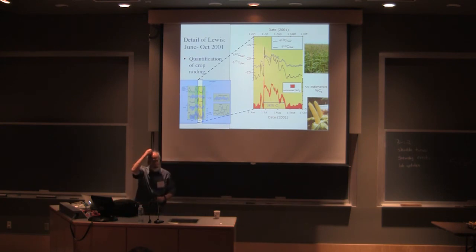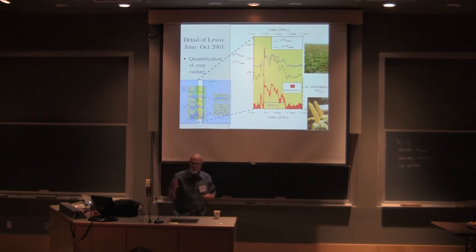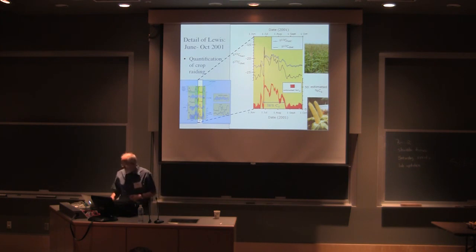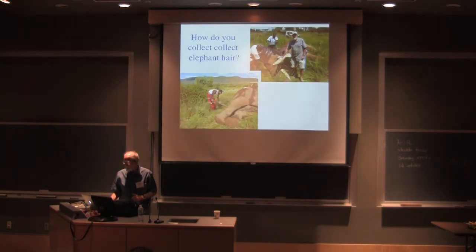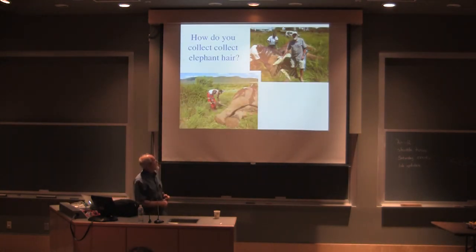Another possibility might have been you might have been able to get dung from these animals, but it's really hard. These guys are moving a lot, and you wouldn't necessarily know which animal. And there's only a few animals that are the crop raiders. Okay? I'm always asked about how do you collect elephant hair? Well, you have to knock them down. I mean, and then you can do it.